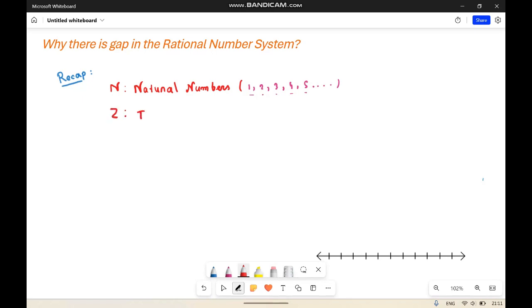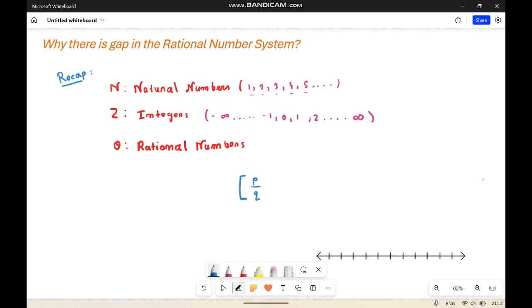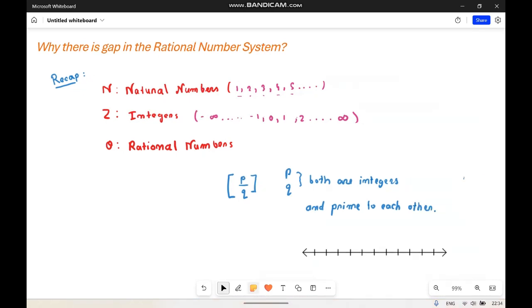The second type of number goes by integers. The integers go from minus infinity all the way to minus 1, 0, 1, 2, and all the way to infinity. And the next type of number, which is our primary concern, is rational numbers. Rational numbers are primarily written in the form p by q, where p and q are both integers, and prime to each other in the most simplified form. Prime to each other basically means that they don't have a common factor. So this is the diagram of a number line, and you can say it's minus 2, minus 1, 0, 1, 2, all the way.